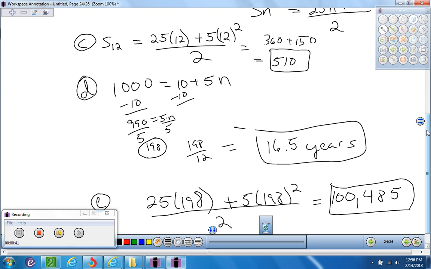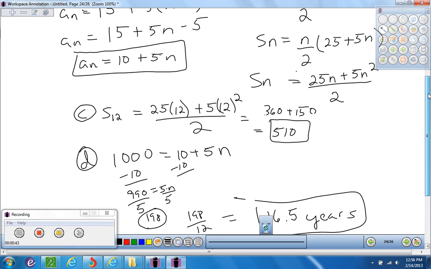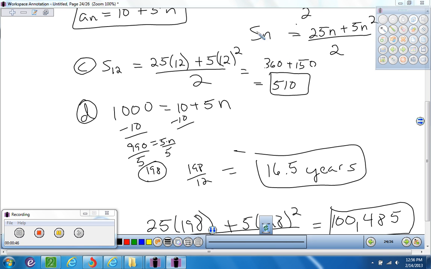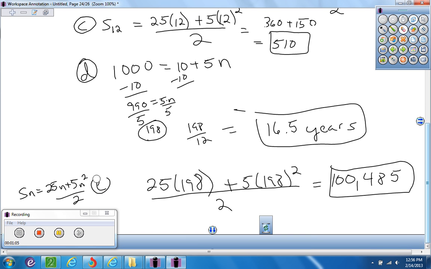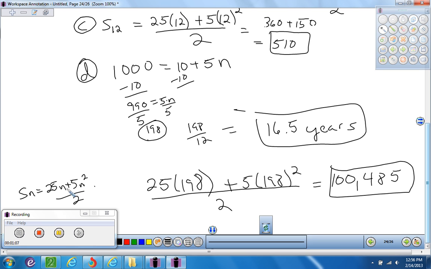Okay, then in part E, they want us to figure out the sum. So we're going to go back up here: at 198 months, how many guitars has he made total? We're plugging it into the equation that we came up with up here, where we have 25n plus 5 times n squared over 2. When you plug in your values, the 198, because remember our equation is set up in months, then we should come up with 100,485.